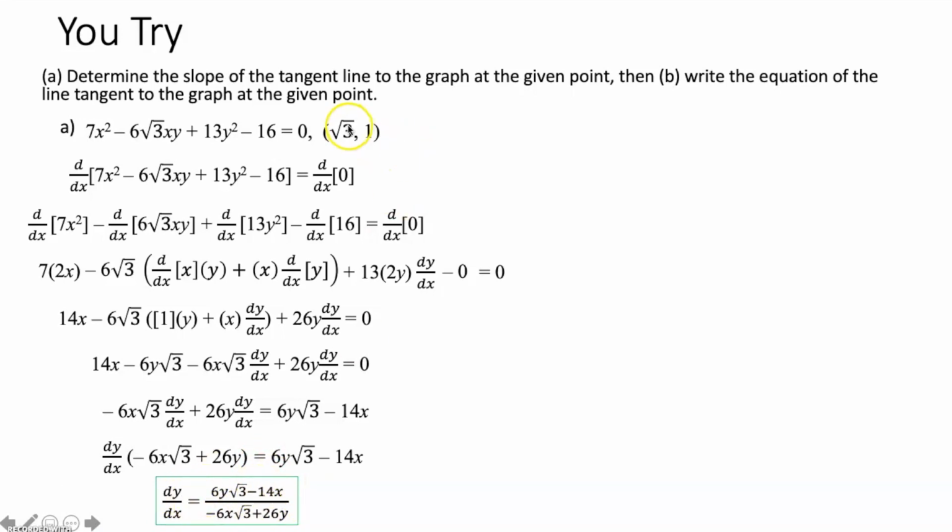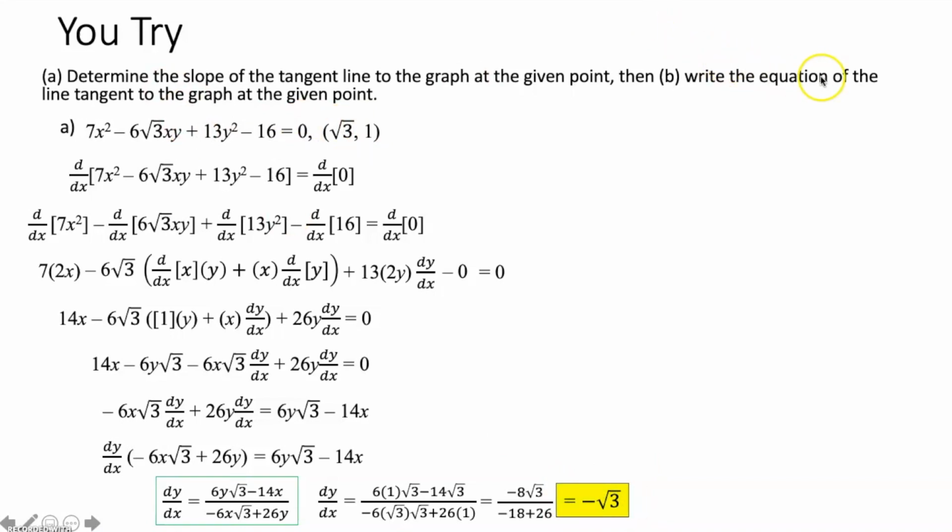So I take rad 3, plug it in for x here and here. I take 1, plug it in for y here and here. And now all I have to do is simplify. And when I simplify this, believe it or not, it simplifies to negative rad 3. So I have found the slope of this graph at this particular point.